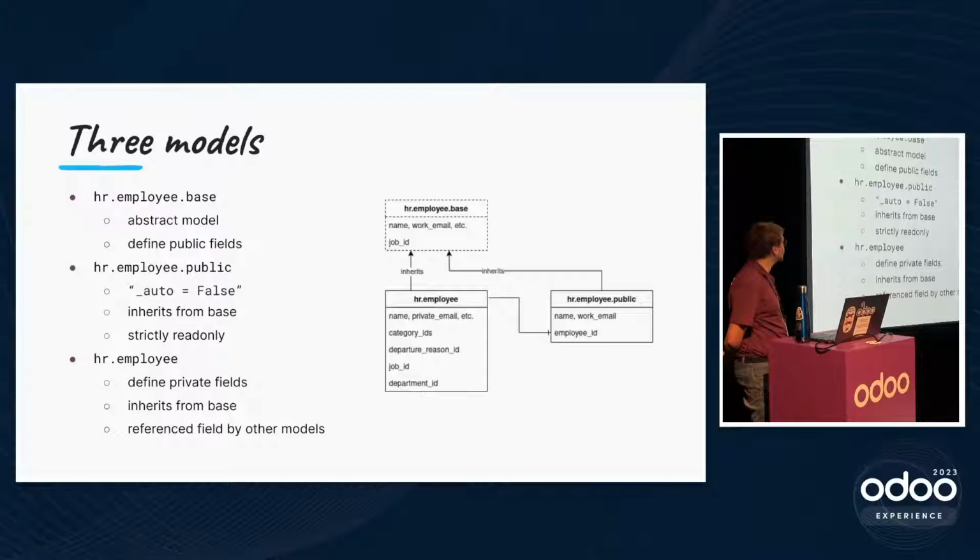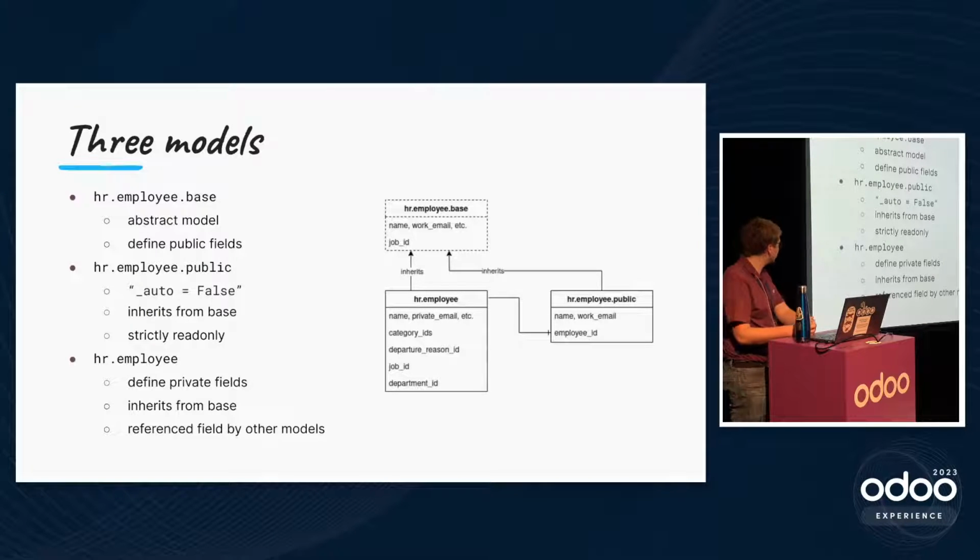The second model is the employee public. The public employee is inheriting from base and sets every field in read-only mode. So that means that you will not be able to modify information about that employee from there. And it is also set with auto false. That is an attribute on models that means that simply it won't be stored in the database. So that allows us to avoid having duplicate information.